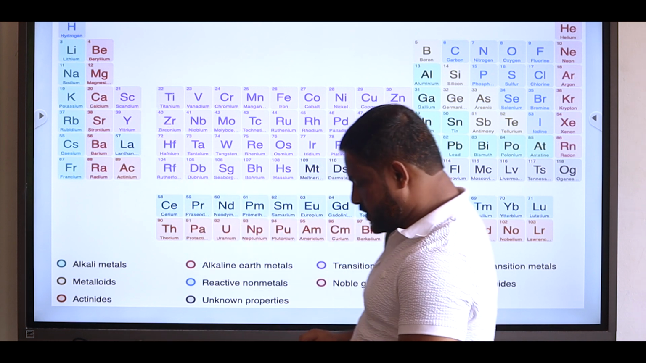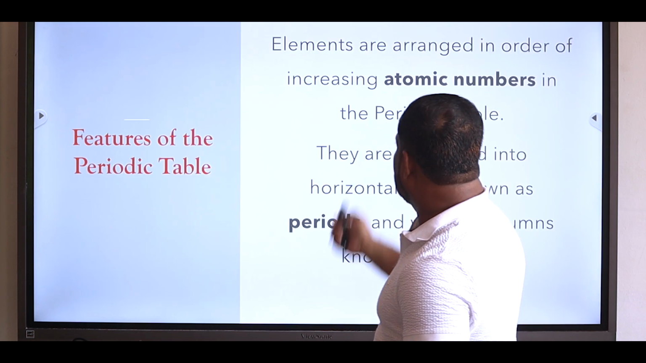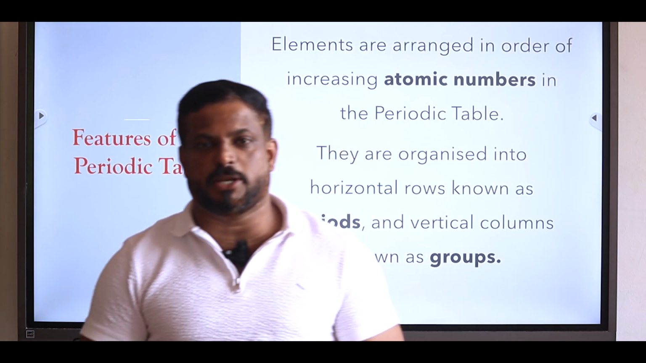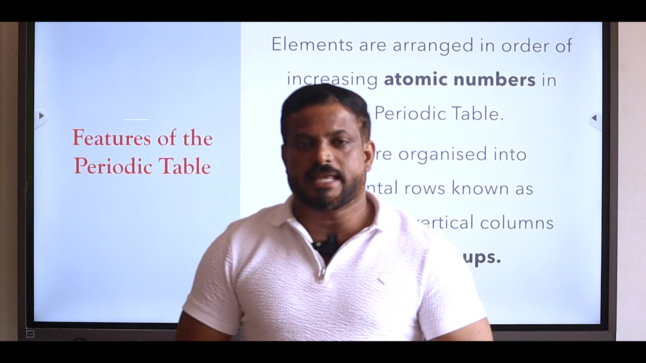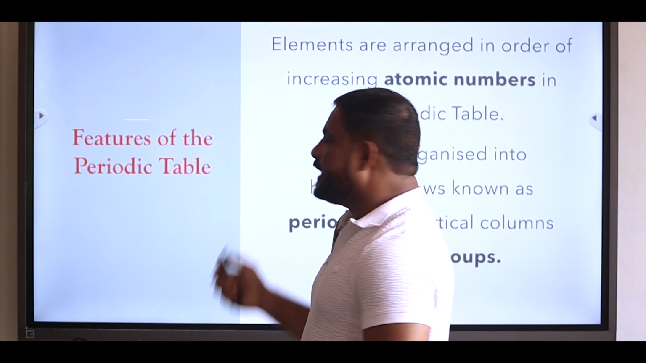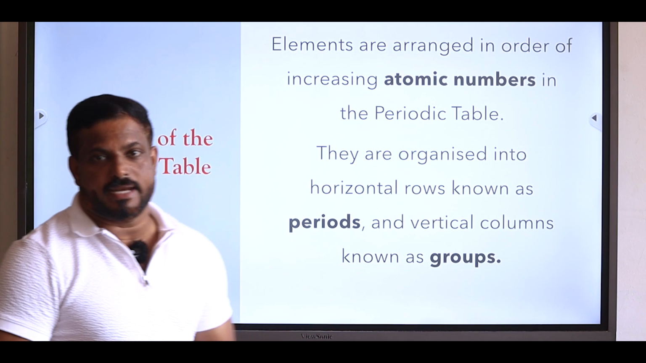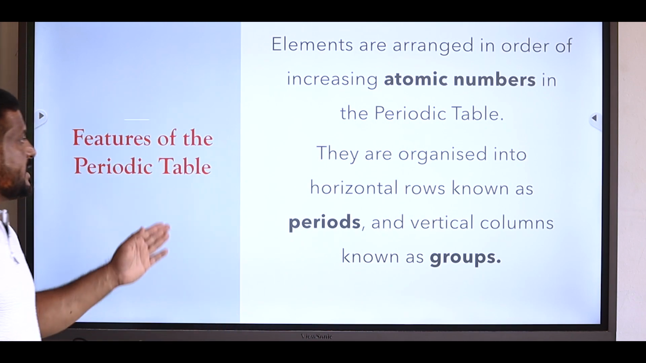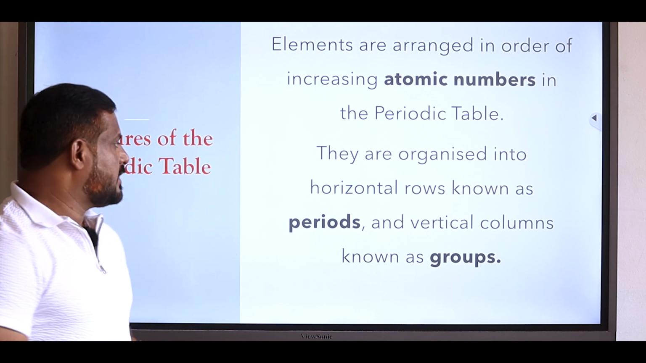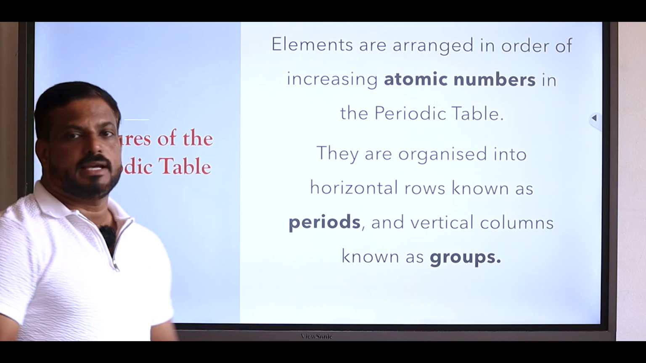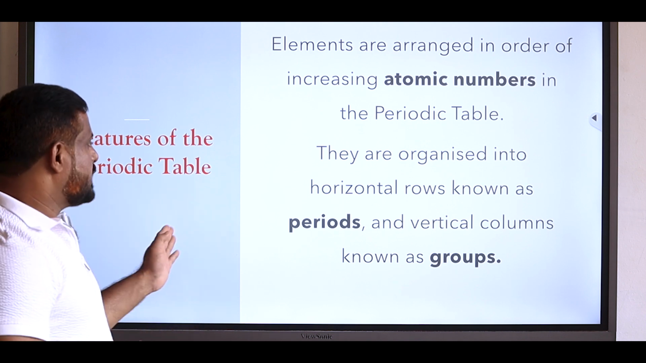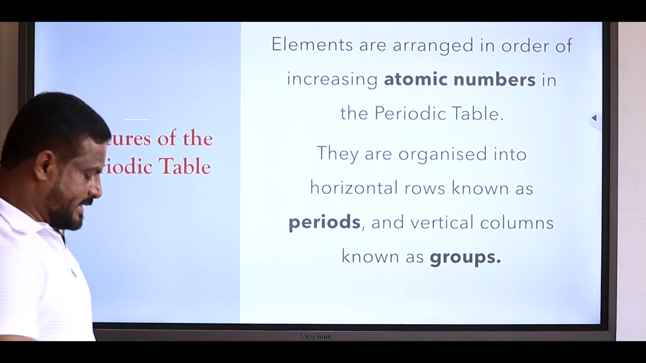Now we are just mentioning that elements are arranged in the increasing order of their atomic number. In the modern periodic table, the elements are arranged in the increasing order of their atomic number, and they are organized horizontally and vertically. Horizontal arrangements are said to be periods and the vertical columns are known as groups.